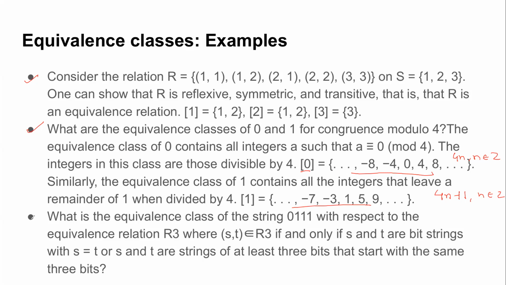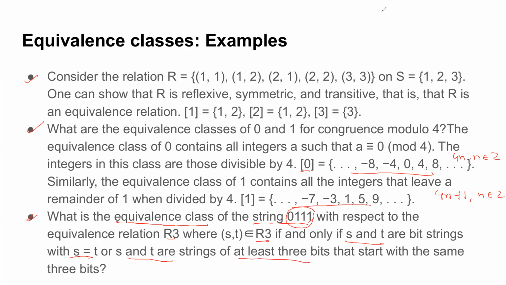Okay, great. So let us move to the last relation, which is an equivalence class. Since it's already given that it's an equivalence relation, it's fine. Equivalence class of string 0, 1, 1. We want to find the equivalence class of this string 0, 1, 1 with respect to an equivalence relation R3 such that two strings S and T belong to R3 if S and T are either equal or S and T at least have 3 bits common.